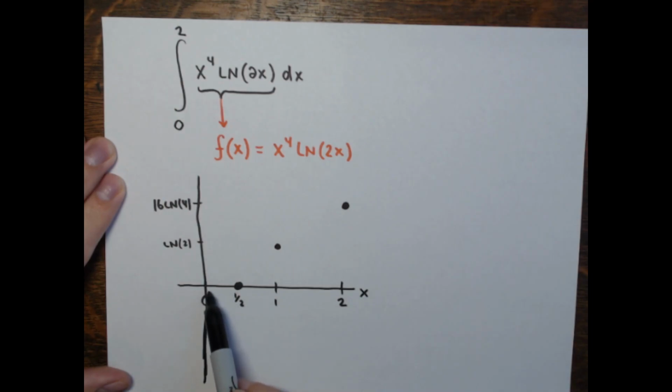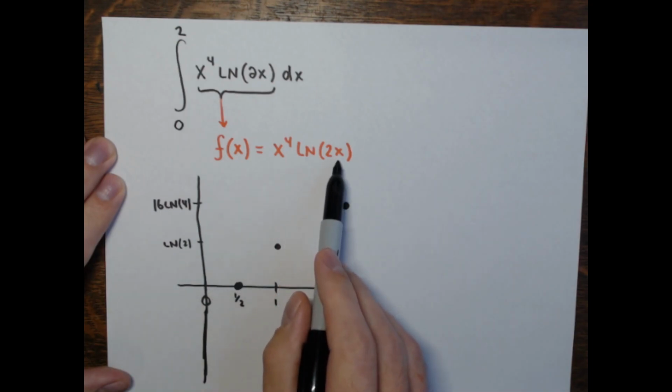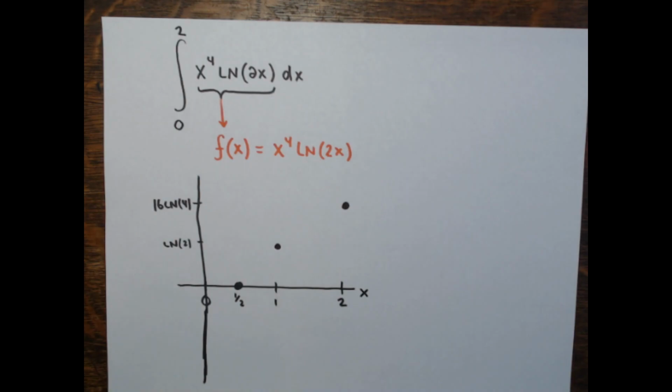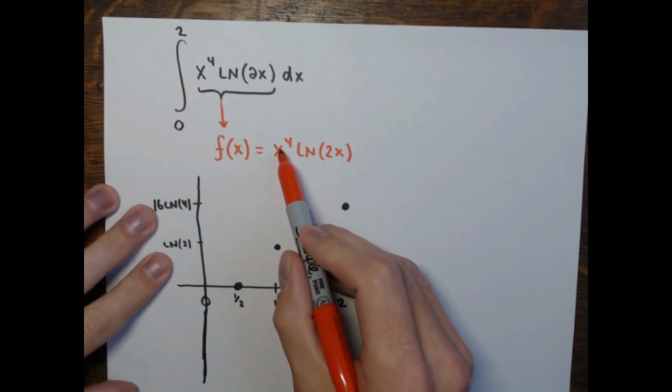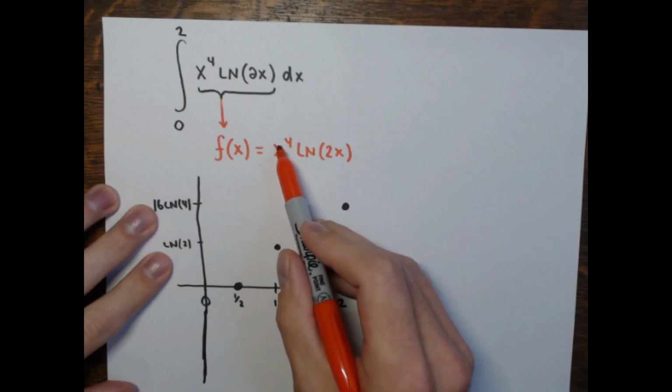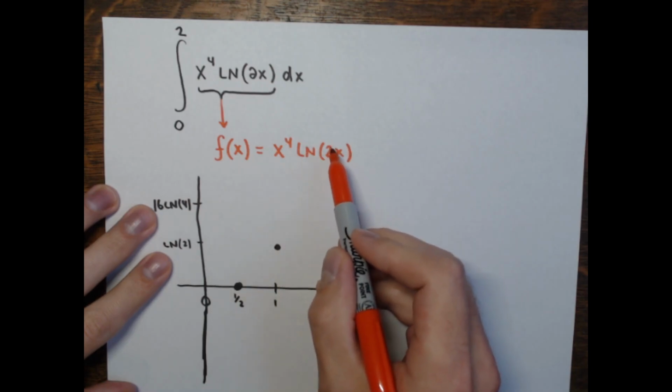as you approach 0 from the right, remember the natural log of something positive and small, right? If x approaches 0 from the right, this 2x will be positive and tiny. And the natural log of something positive and tiny is a big negative number. Remember the log function approaches negative infinity as x approaches 0 from the right. And x to the 4th will also be positive and tiny. So this would be approaching 0. This would be approaching negative infinity.